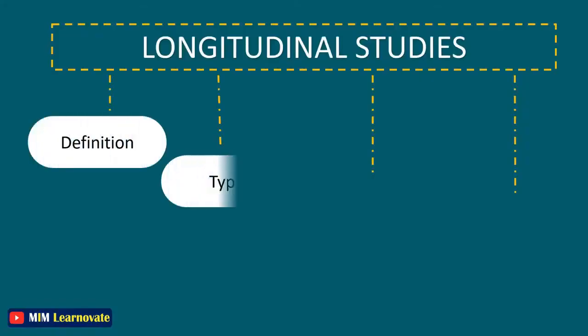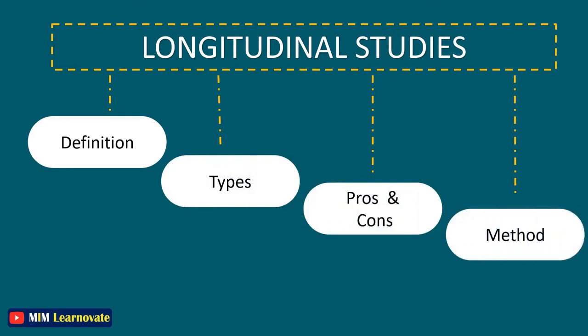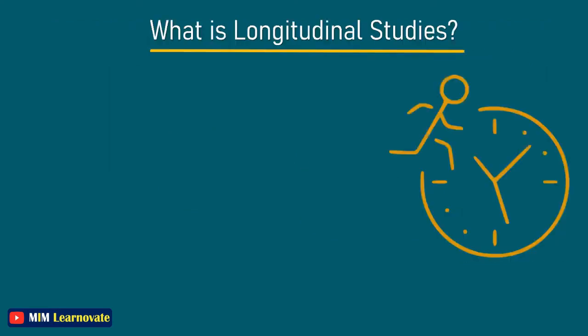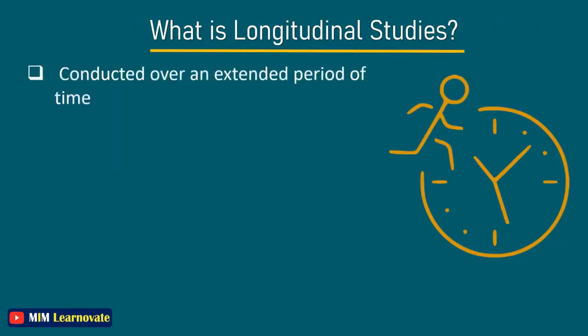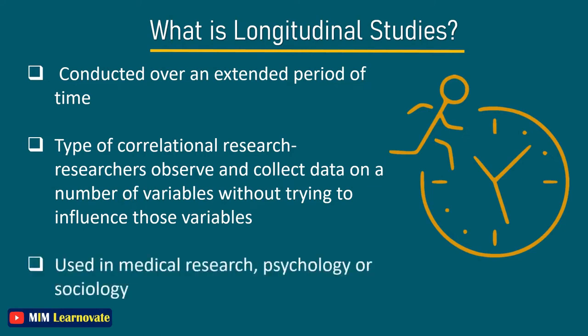Longitudinal studies. Definition, types, pros and cons, and the method to perform a longitudinal study. What is a longitudinal study? A longitudinal study is research conducted over an extended period of time. It is a type of correlational research in which researchers observe and collect data on a number of variables without trying to influence those variables. It is mostly used in medical research and other areas like psychology or sociology.